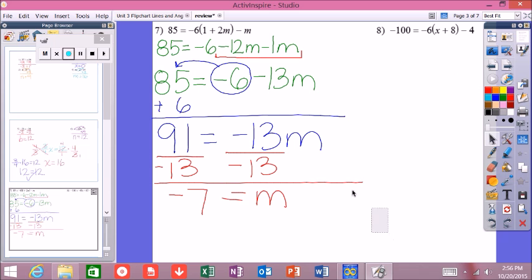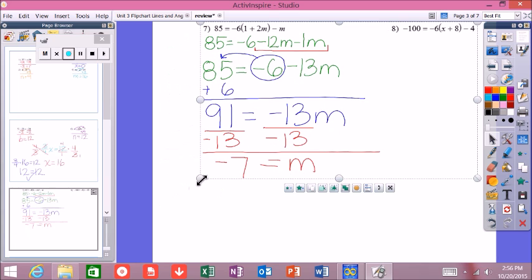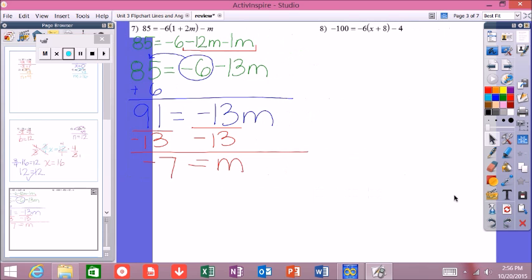Alright, let's move on to number 8. We're going to use something very similar. We're going to distribute our negative 6 into the parentheses. Remember, I don't like the double signs, so when I multiply negative 6 times x, negative 6x, and when I do negative 6 times 8, I'm just going to write minus 48. What do you notice on the right side? I underlined like terms. Let's combine those.